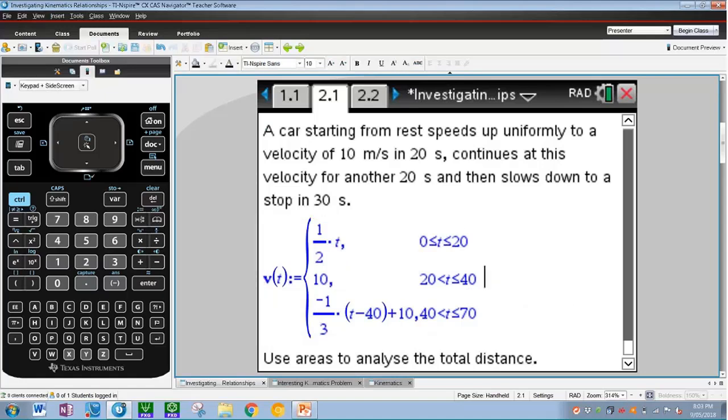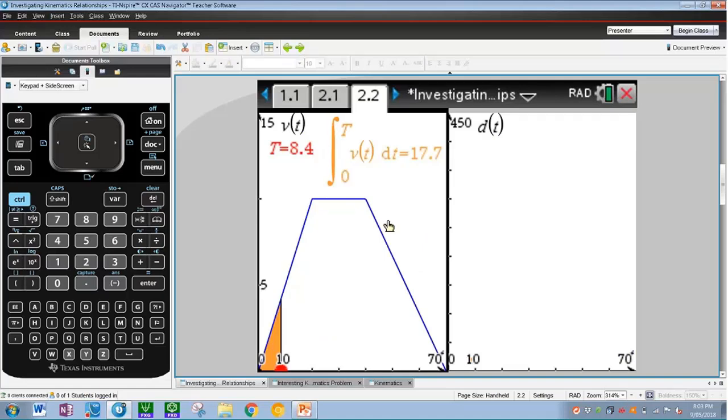The question now is use areas to analyze the total distance. This is a velocity time graph, as you can see here. It's a trapezium basically. And what I'm going to do is grab that big red dot at the bottom and move it from left to right. And then what's going to happen on the right-hand side is it's going to generate the displacement function. So let's get into that. I'm going to grab this point, move it left and right.